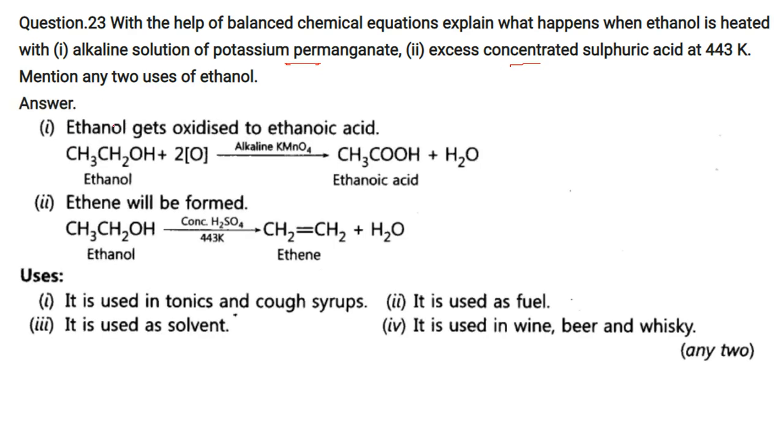So ethanol will get oxidized to ethanoic acid. So this ethanol, with alkaline KMnO4 potassium permanganate, gives you ethanoic acid. While in the other case, CH3CH2OH ethanol in concentrated H2SO4 heated at 443 Kelvin will give you ethene. You can take any two uses of ethanol. It can be used in tonics and cough syrups. It is used as a fuel, as a solvent, and in wine, beer, whiskey.